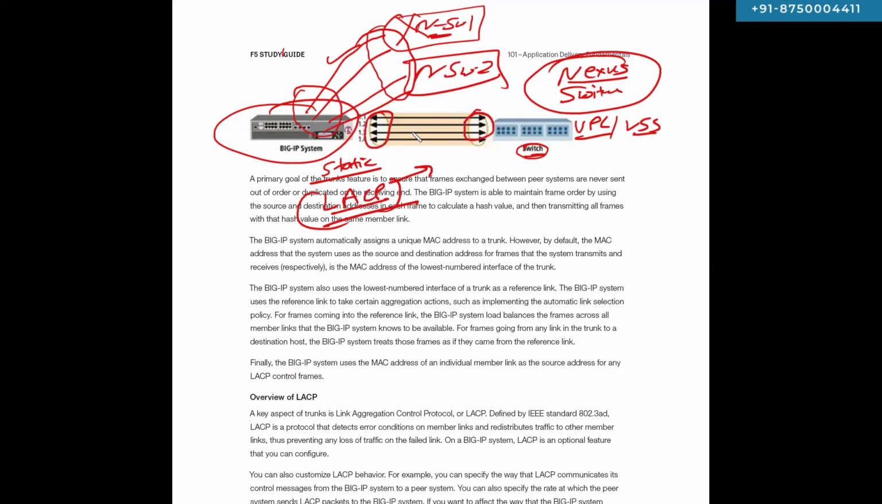Because in LACP, both devices will negotiate with each other, right? If they have common properties at both ends, then only the link will start participating in your EtherChannel, or port channel, right? If the properties are not matching at both ends, then that link will not participate actively in your port channel. So LACP will do that on your behalf, because if you are using static EtherChannel, then you go and bundle at both ends, no matter whether their properties are matching or not. And then the actual data might start getting dropped, right?